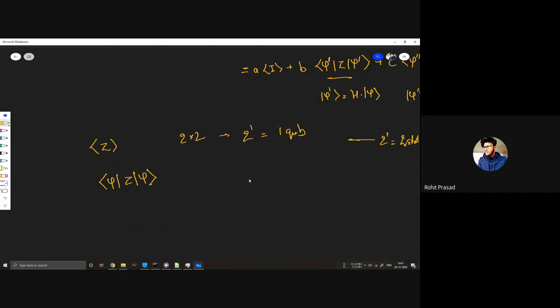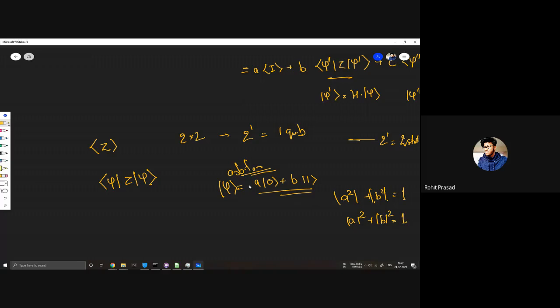So for a fully superposition state, we can say that it's something like a 0 plus b 1, right? Psi can be in this arbitrary state, where a square plus b square is equal to 1, or we can say mod a square plus mod b square is equal to 1. Okay, to get this thing, the total probability is equal to 1.